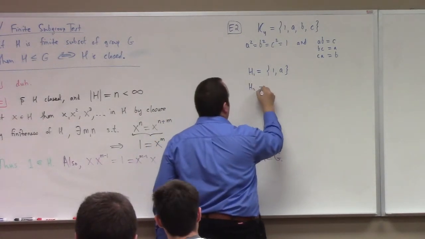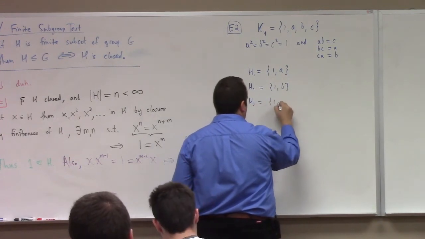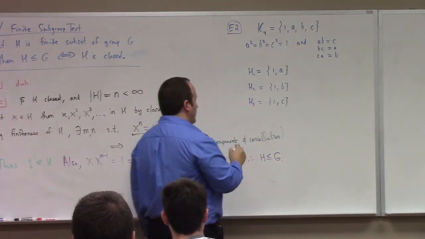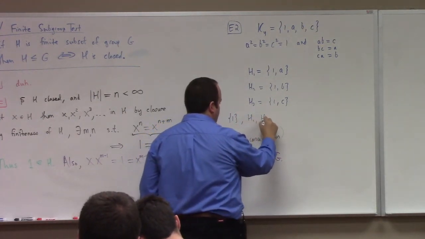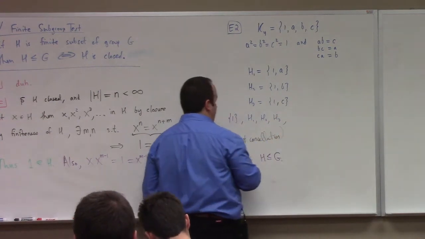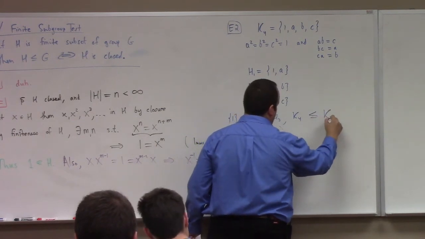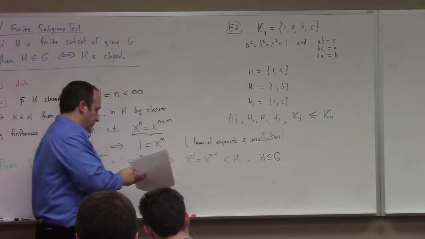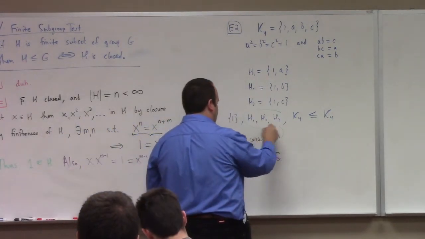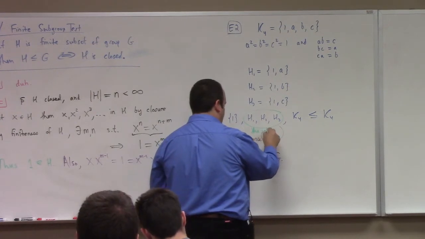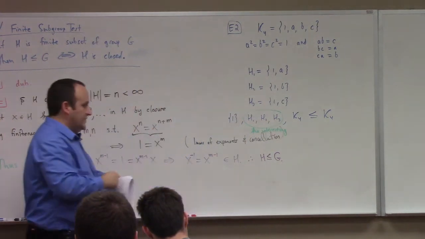H2, 1, B, H3, 1, C. These are your subgroups. If you want to put them in order, it looks like this. We've got 1, and then H1, H2, H3, and then K4 itself. These are the possible subgroups of K4. I would point out, in my view, H1, H2, and H3 are the interesting ones, because 1 and K4 are always with us.